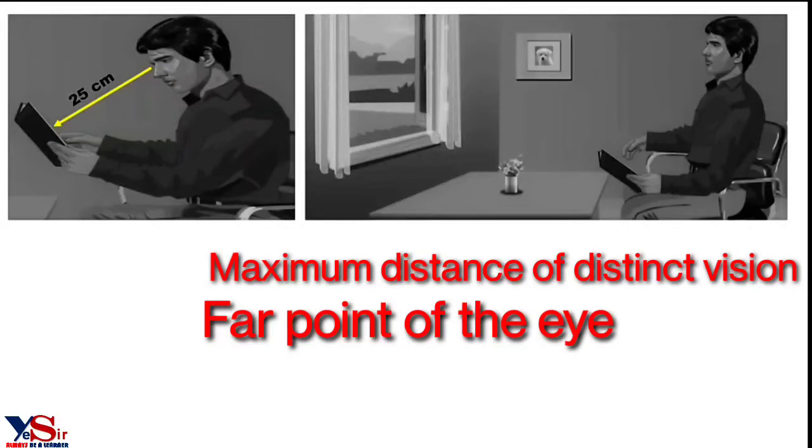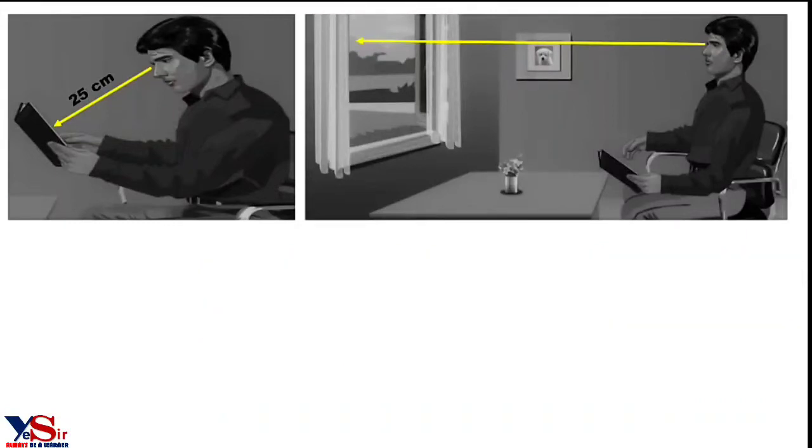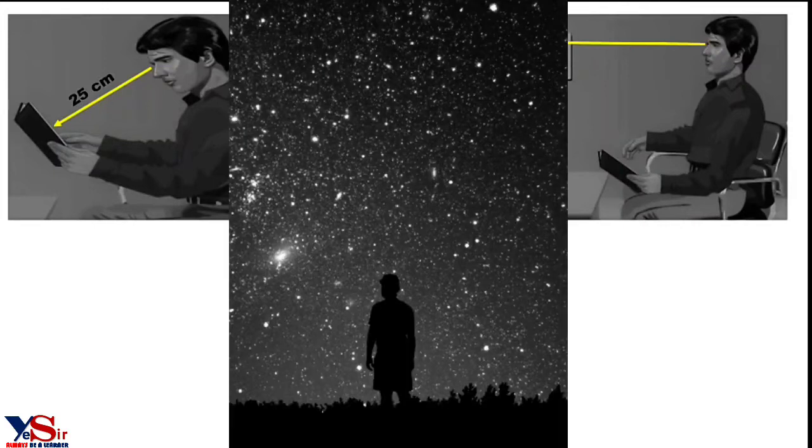Look at this picture. For a normal human eye, the far point is at infinity. In short, we can say that the far point of the eye is the maximum distance at which the eye can see the object clearly. Now, here we should have a question in our mind: why is it infinity? We can take the general example of stars that are far away from the earth. Still, we are able to see them. Hence, we can say that the far point of a normal human eye is infinity.